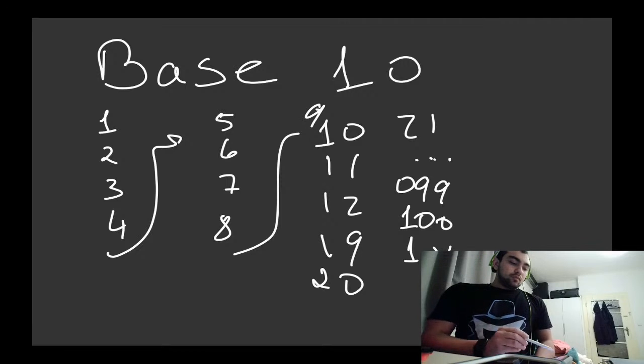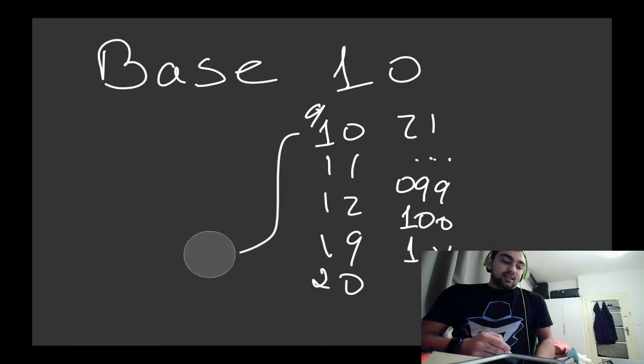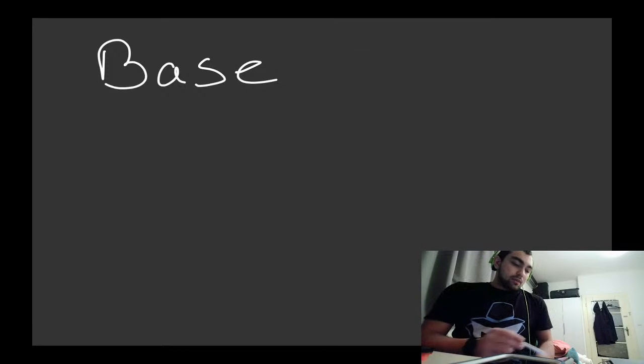Now, this can be applied in any base. We just happen to count in base 10 normally, because that's what we started doing. We defined the 10 digits, but we can do this in any base. So let's pretend that we're now in base 4, right? So what is base 4?